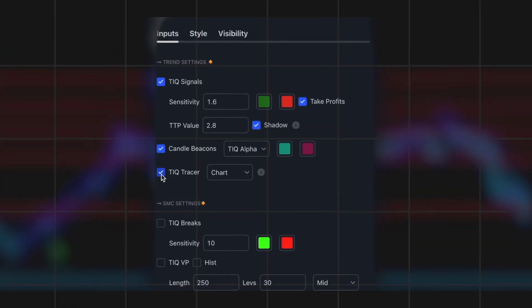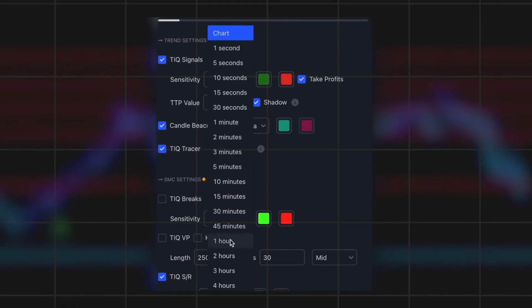TIQ kit settings can be customized to fit different market conditions and trading styles.